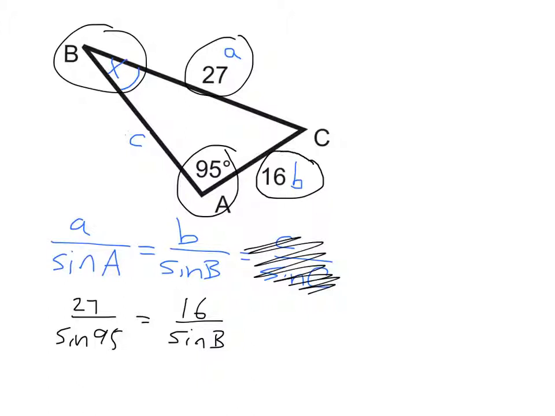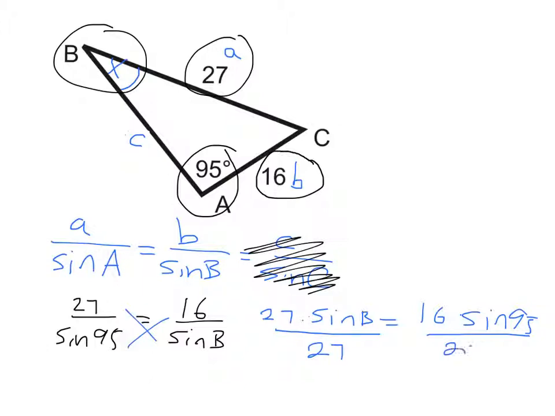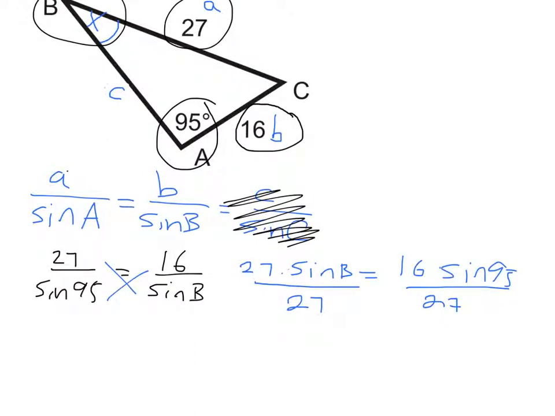Now, in this question, I've got to get the sine of B all by itself. To do that, I can cross multiply to get 27 times the sine of angle B equals 16 times the sine of 95. I still have to get the B by itself, and the way to do that is to divide both sides by 27.